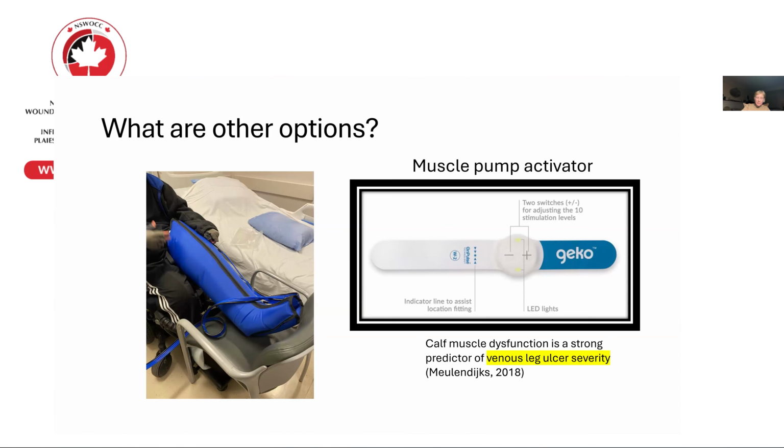So the Gecko. There are other options. The patient on the left-hand side with the big blue thing on their leg has a lymphatic compression system that you put on. You have to leave it on. It's a bit cumbersome. It does work reasonably well. It's very expensive. This gentleman actually bought that. I think it was about $5,000. So it's not an option for everybody. The muscle pump activator, which I have one right here to show you, is about the size of my wristwatch. Not much difference. It's easy to wear, and it is very useful as a muscle pump activator. Next slide.